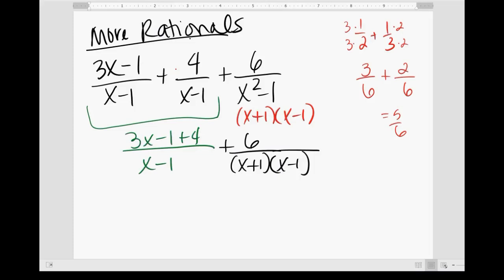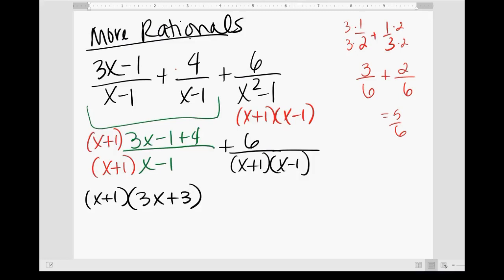So, back to what I was saying, I want them to have the same denominator. They're not quite there, but if I multiply this by x plus 1, then we are there. But if I multiply the bottom by that, I have to multiply the top by that as well. Okay? So the top part I have x plus 1 times, this is 3x minus 1 plus 4, so that's 3x plus 3, plus 6, all divided by that common denominator that we now have.